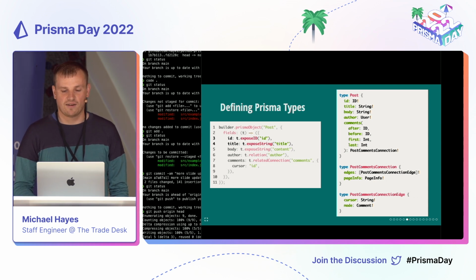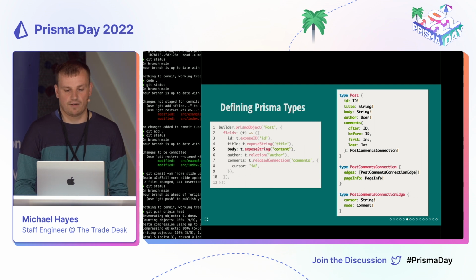ID and title are basically just exposing some scalar fields. We use the expose ID and expose string methods here. These expose methods in Pothos are basically just a shorthand for defining a field with a resolver that resolves to a specific property on the underlying data source. And so it might look like there's a little bit of redundant information in here, with the title showing up twice on these lines. The reason we do that in Pothos is pretty intentional. We want to make it always explicit that you're mapping from one kind of source to another.